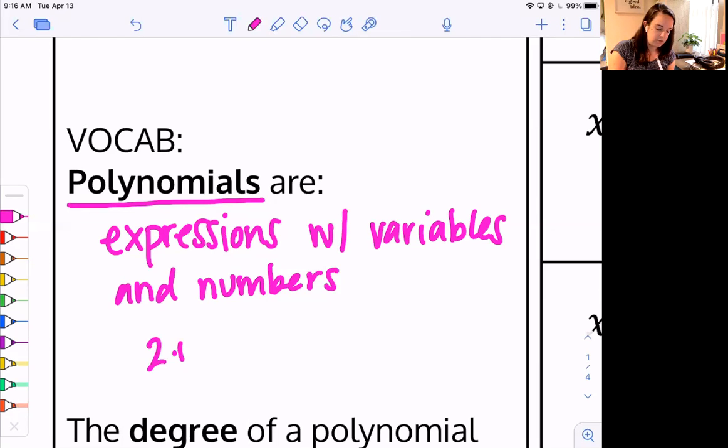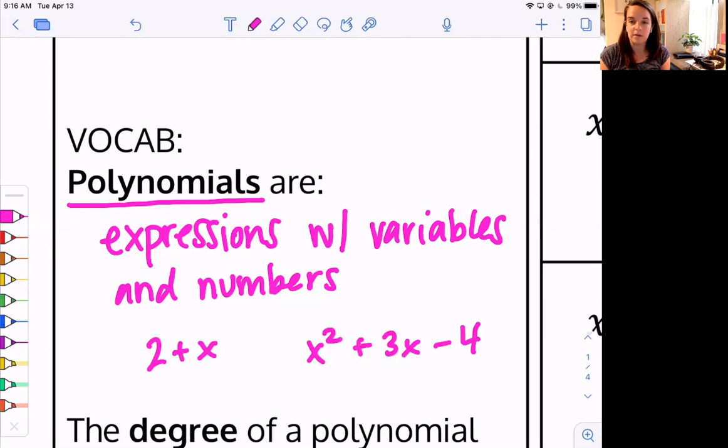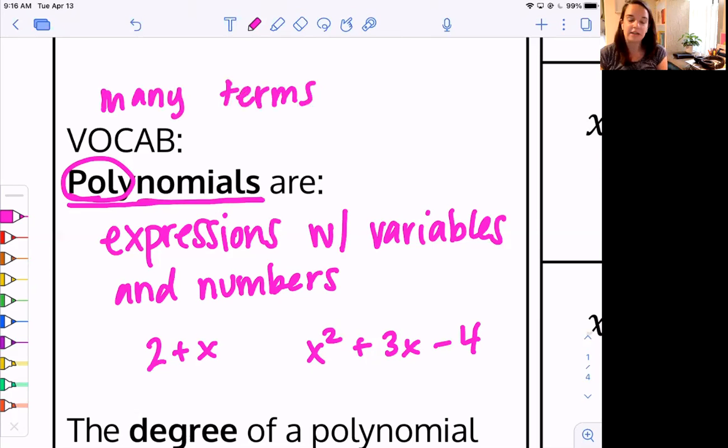So something like 2 plus x, that is a polynomial, right? Something like x squared plus 3x minus 4, that's also a polynomial. That's variables and numbers, and that's an expression. Polynomial. All right, poly, just for those of you who wonder, I assume it's Greek, but I don't know for sure. Poly means many, and nomials means terms. So polynomials literally means many terms. Remember, a term is just a piece of the puzzle. So polynomials means many terms. Pretty cool.